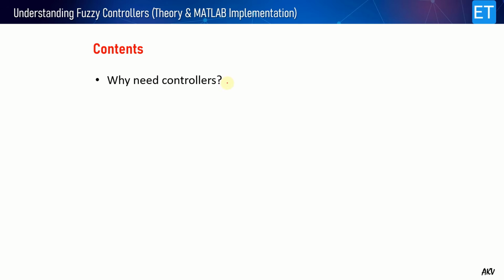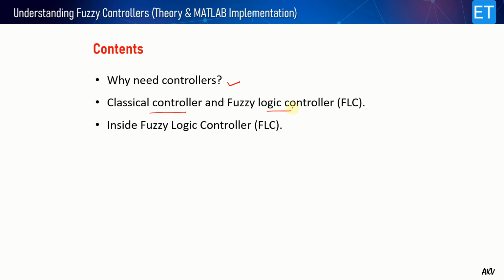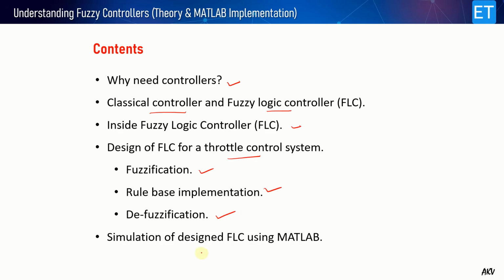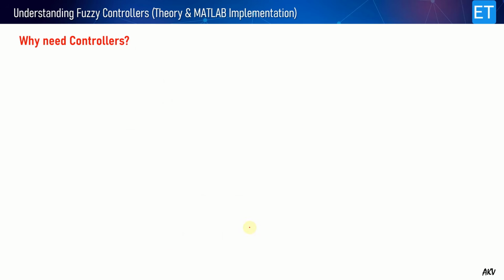First, I will explain what is the need of the controllers in control systems. Then I will explain the classical controller versus fuzzy logic controllers. Then we will see inside the FLC, its basic architecture. Then we will see the design process of an FLC for a throttle control system, highlighting all the three major steps of fuzzification, rule-based implementation, and then de-fuzzification. In the last, I will explain the implementation of this designed FLC in Matlab and its simulation. So let me start this lecture.